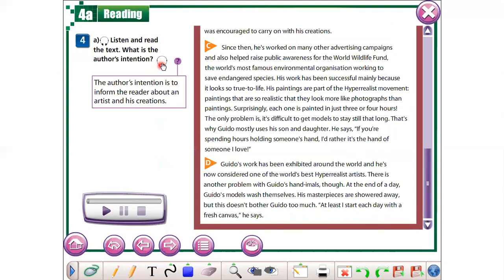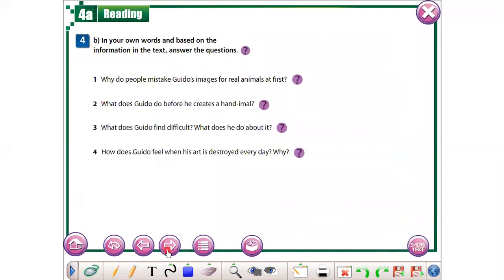Good. Let's go to the next part, section 4b. In your own words and based on the information in the text, answer the questions. Now, this part, I'm going to show you the answers from the book, but this part you have to do by yourself. I'm going to check it in class with your own answers, with your own words.